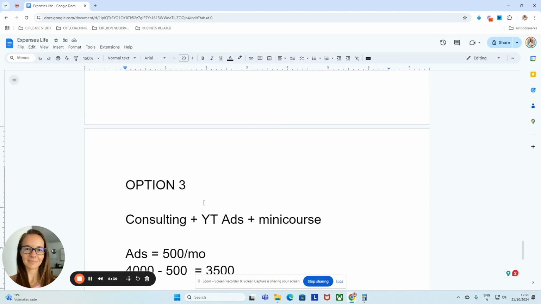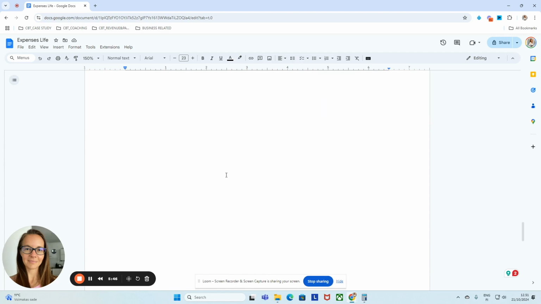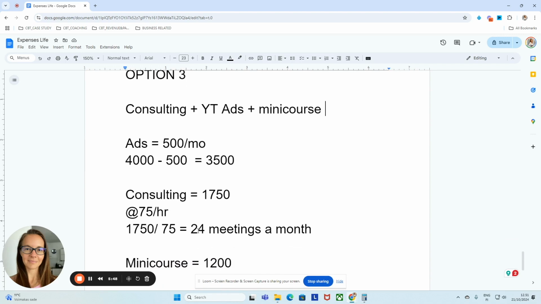I could manage 24 meetings a month because up here, I knew that I could do 32 hours per month, which would be 32 meetings a month. So being able to do 24 meetings a month was great because it's less than the maxed out. So if I wasn't fully booked out, I could still make this goal basically a month.